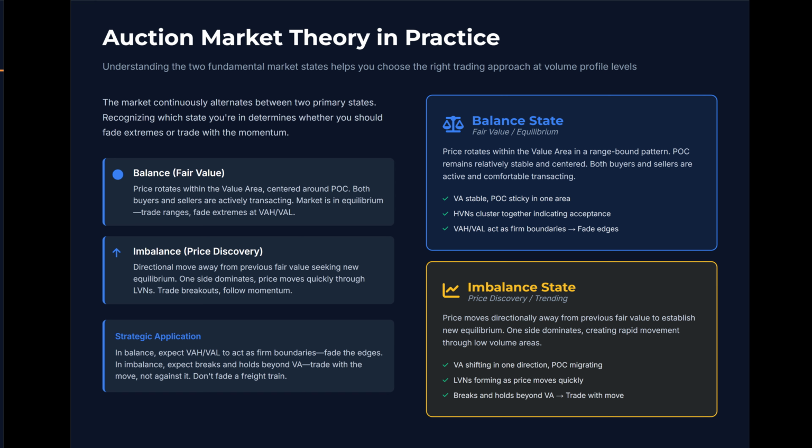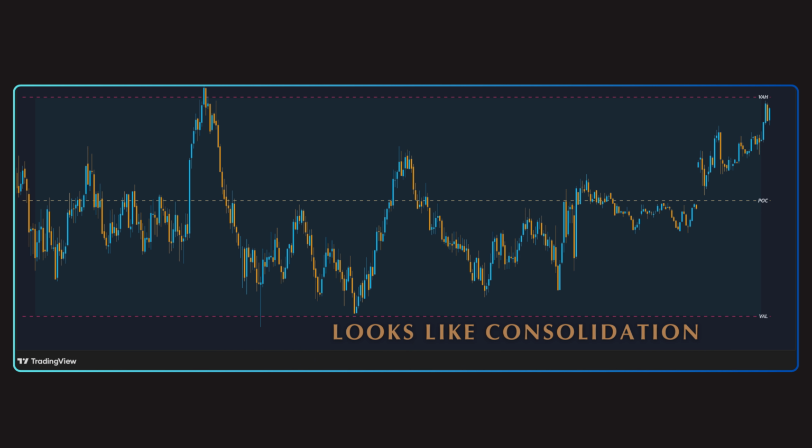Your job as a volume profile trader is to recognize which state the market is currently in and adjust your tactical approach accordingly. If you try to fade extremes during a strong directional move, you'll get steamrolled. If you try to trade breakouts during a balanced range, you'll get chopped up by reversals. But when you correctly identify the state and apply the appropriate strategy, your edge becomes clear and your profitability improves dramatically. Let's start with the balance state, also known as fair value or equilibrium.